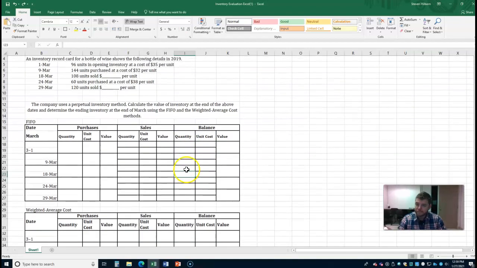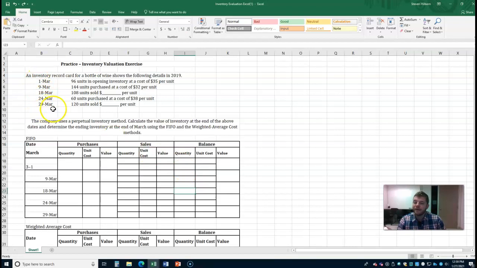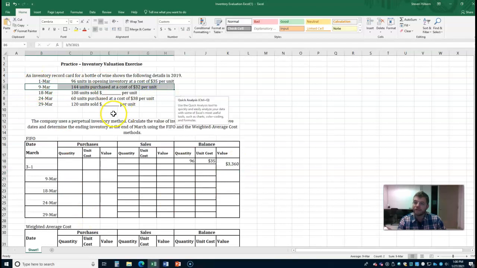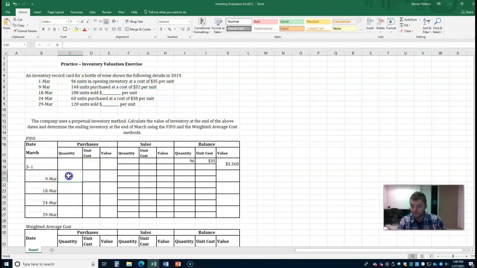So let's start. You are given 5 different dates of which you have to complete these inventory valuation exercises. And basically what we're going to do now is go through each one and show you how it's done. So the very first one is March 1st, where we buy 96 units at a cost of $35. So this is our opening inventory balance. So we say 96 times 35, a quick formula, giving us an inventory value of 3,360.